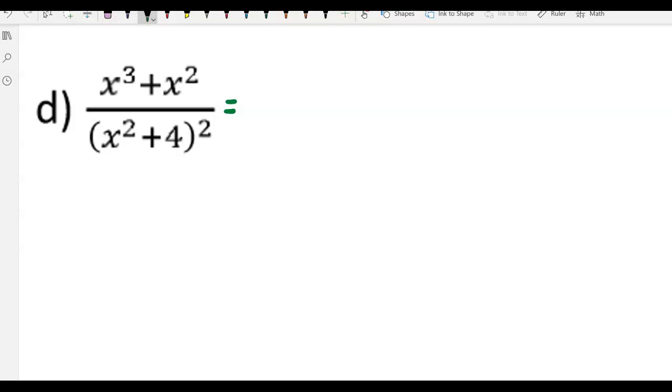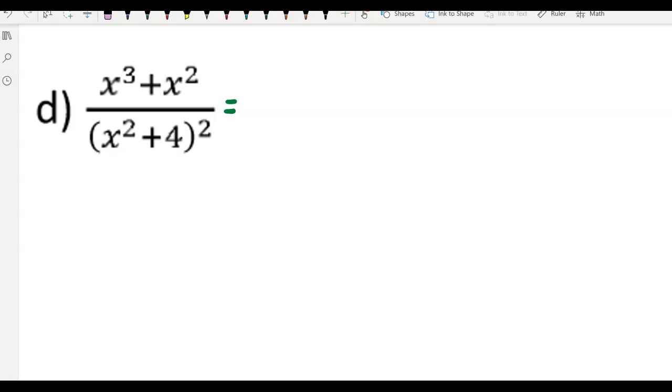Quantity x squared plus 4 to the second power. What does your gut say? No, then you are right. How come we can't factor any further? Because it's positive, guys. It's a sum of squares. So if it's a sum of squares, we can't factor any more. If it's a difference of squares, then can we?